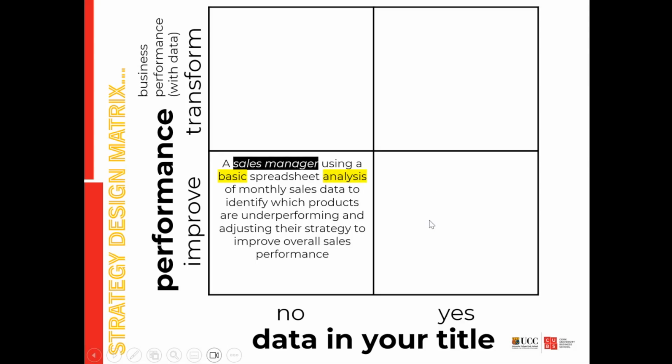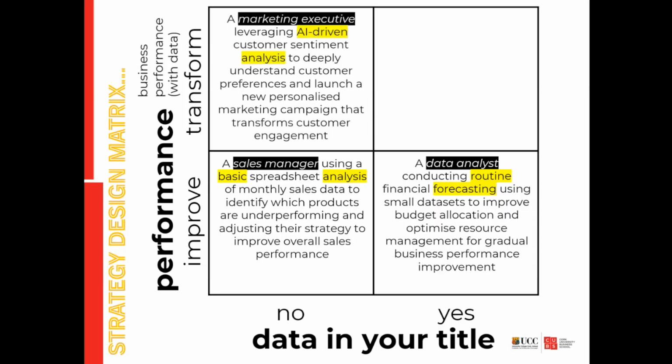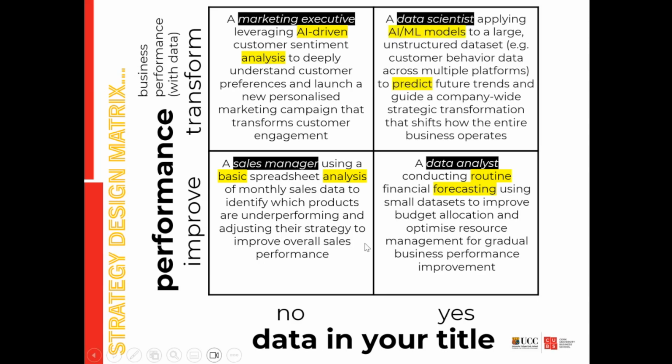So if we return back, we can see, sales manager doesn't have data in their title, and they might use basic analysis to improve performance. We might have a data analyst, data in their title, routine forecasting. Marketing executive, AI-driven analysis. So they're looking to do something transformative, but they don't have data in their title. Data scientist, using AI ML models to predict something, again, has data in their title.